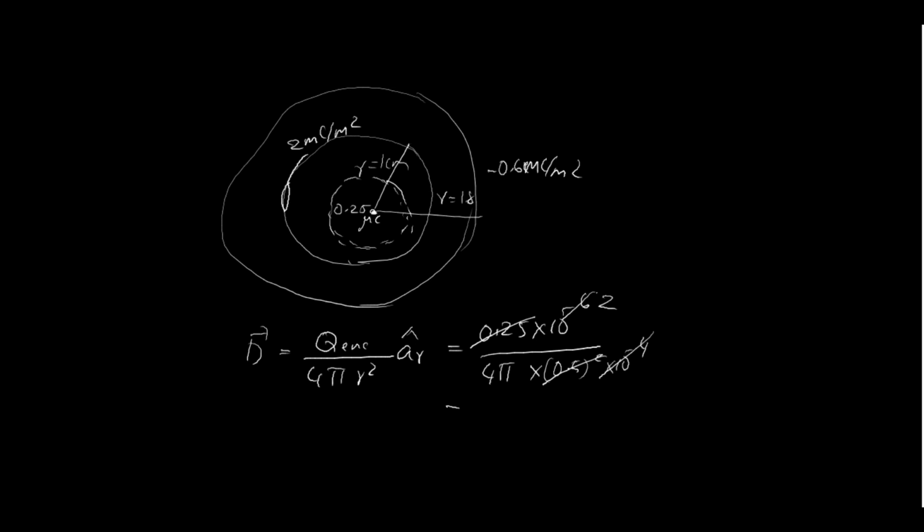Simplified, you will get 0.0796 into 10 raised to minus 2. So that will be 796 into 10 raised to minus 6, or 796 micro. This a r cap is there, so a r cap microcoulomb per meter square is the unit for flux density. So microcoulomb per meter square, a r cap. Okay.